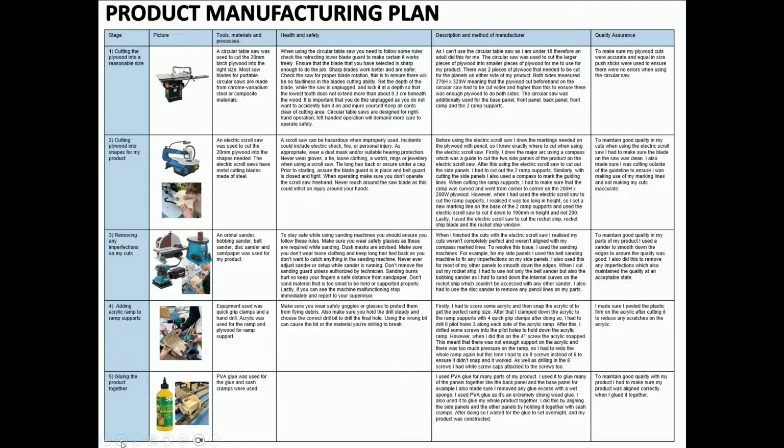My manufacturing plan, which is quite detailed. I literally wrote about what materials and processes I'm going to use when making my product, health and safety, how I'm going to stay safe, and the description and method of manufacture, which means how did I use that machine to make my product, or cut that part, sand it down, glue it, you know what I mean. And quality assurance, which basically means assuring my parts or my product are up to a good amount of quality for my final product.